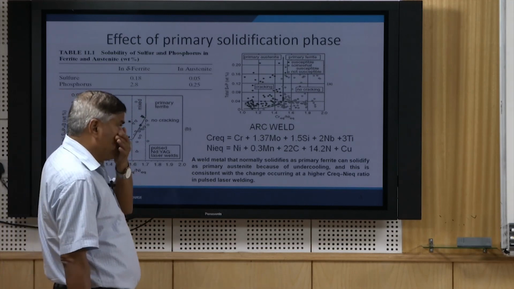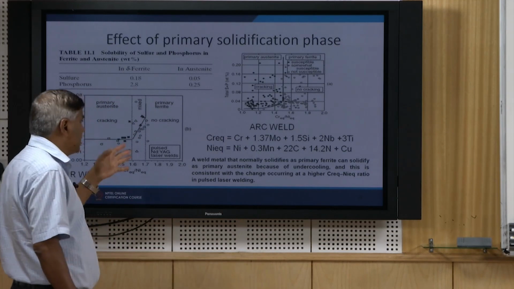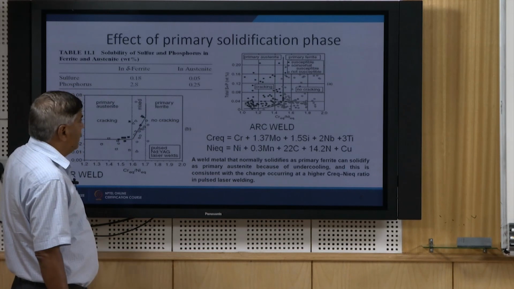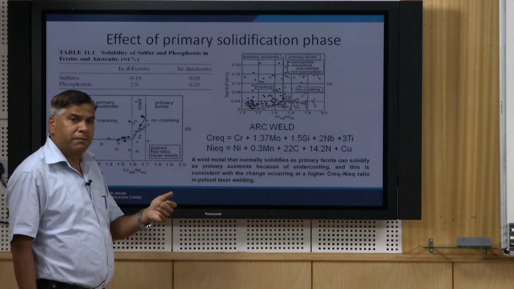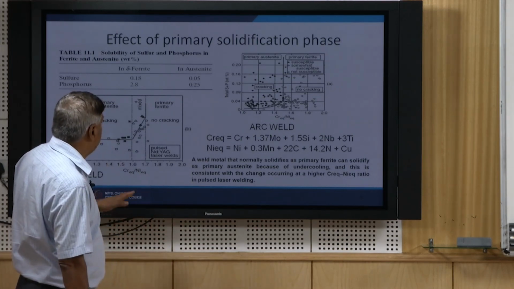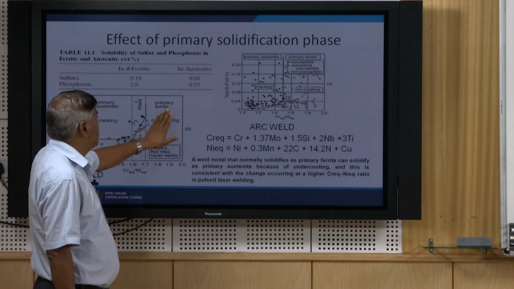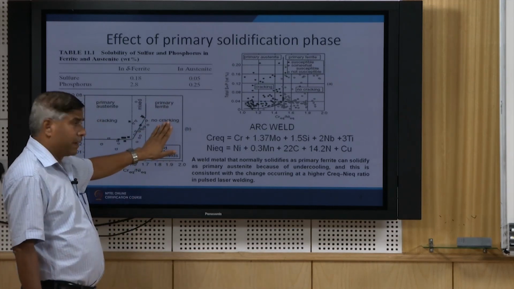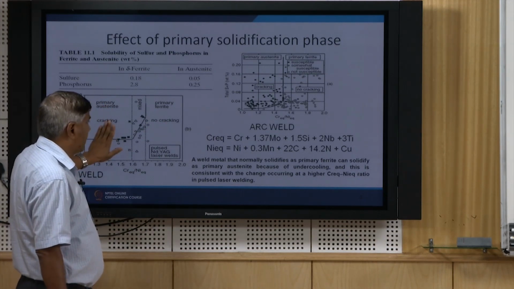Now, coming to the primary solidification phase, especially this is true in the case of stainless steel. Stainless steels can solidify either as austenite as a primary phase or as ferrite. When ferrite is formed as the primary phase, we find that there is negligible or no cracking tendency, but when the primary phase is austenite, it results in the maximum cracking tendency.